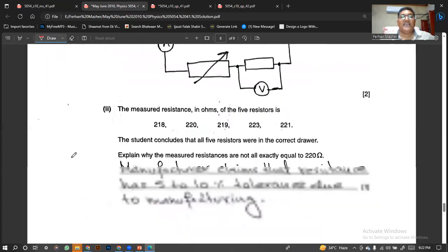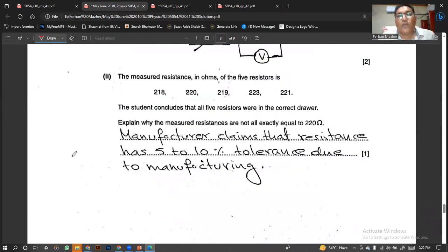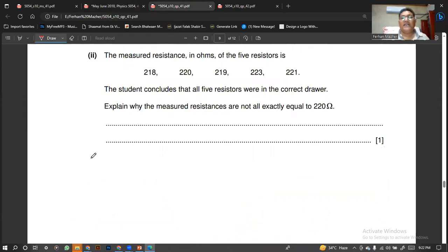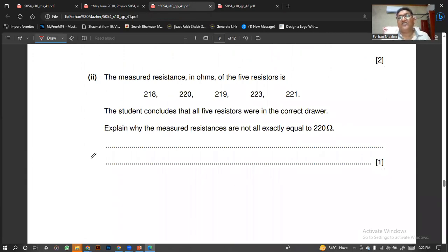Okay, then he says, the measured resistance in ohms of the 5 resistors is 218, 220, 219, 223, 221. The student concludes that all 5 resistors were in the correct drawer. Explain why the measured resistances are not all exactly equal to 220. This happens due to the manufacturing. You see, when they manufacture the resistors, there is a little bit difference of resistors.